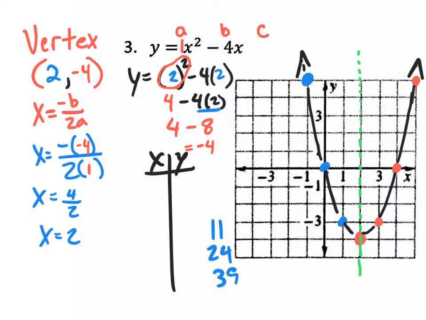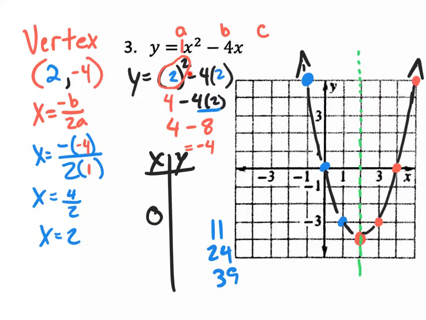Now let's say you didn't want to memorize that pattern, which I think is silly. I mean, memorize it, it's the easiest thing to do. But if you don't want to memorize it, you could go back to your XY table and plug in some easy points that are on the same side of that green line, the axis of symmetry. So what would the easiest point to plug in be?